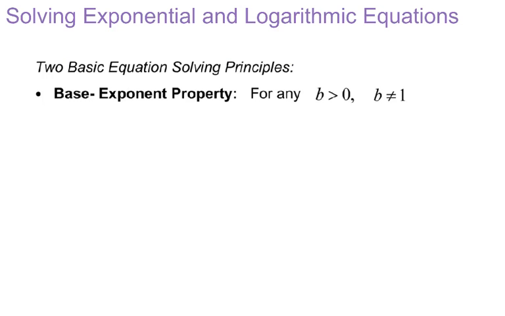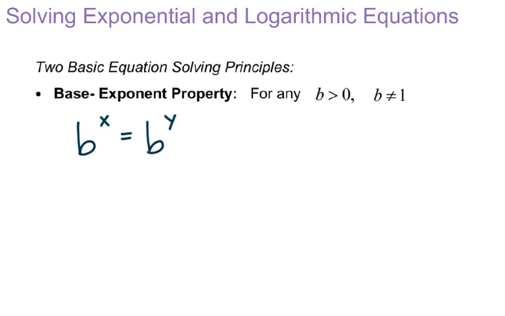The first of our basic equation solving principles is a base exponent property. And what the base exponent property says is if I have an exponential equation, two bases, maybe x to the b equals x to the y. All right, and so this is for any base that's positive and not equal to 1, because remember those are outside of the domain of exponential equations. So the base has to be positive and not equal to 1.